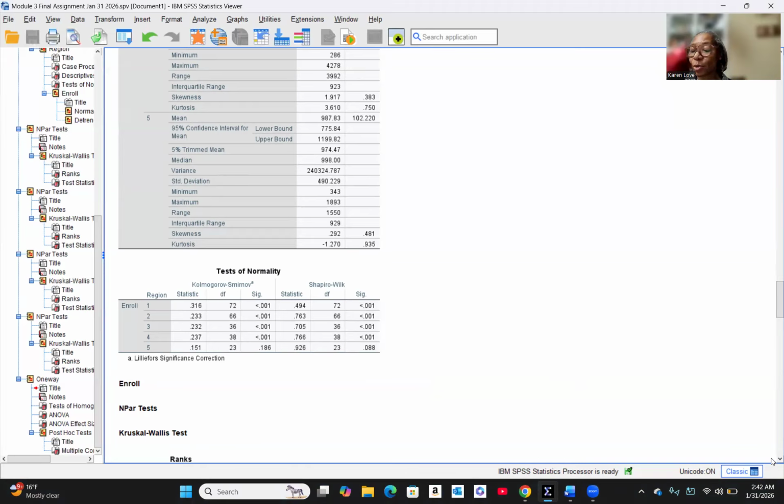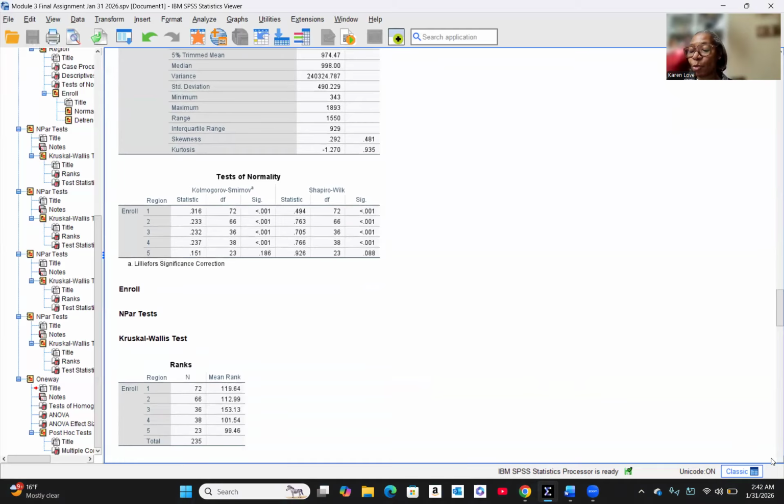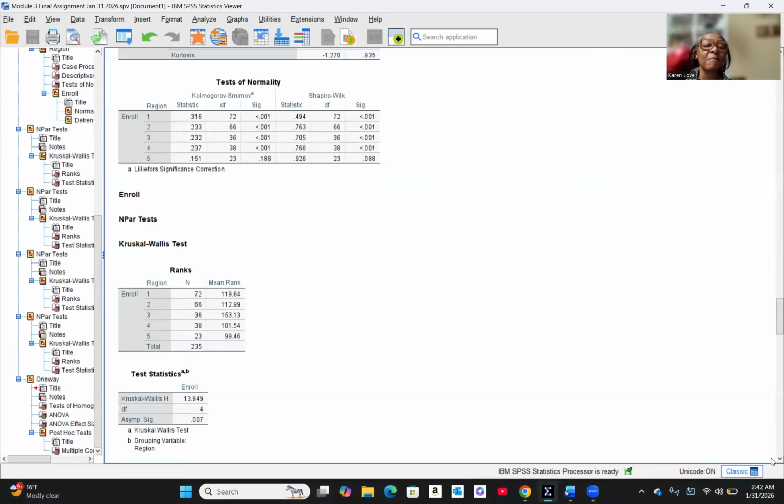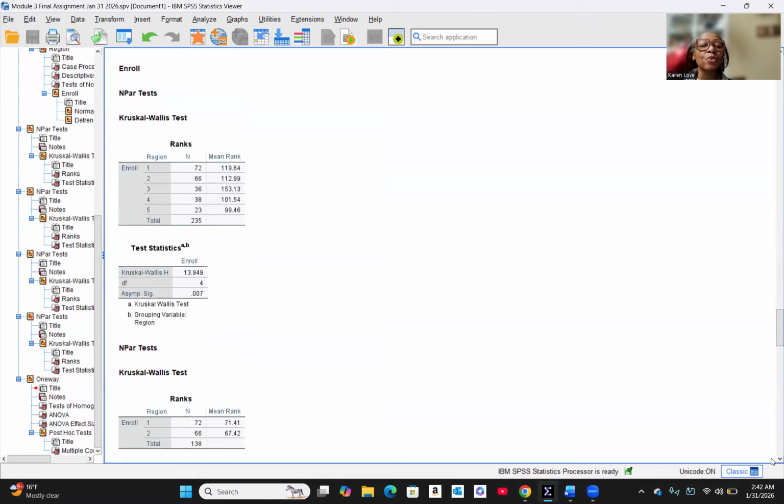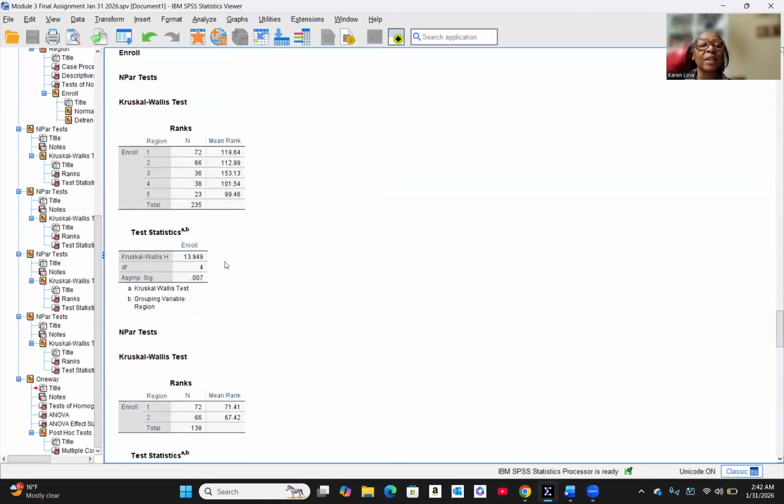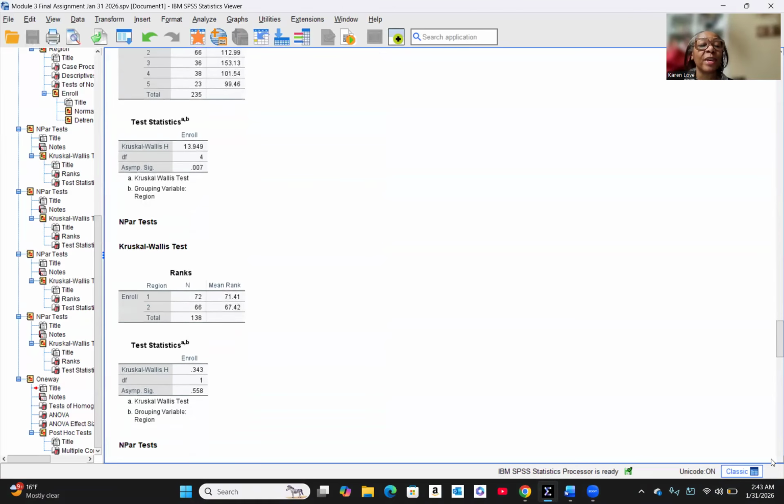So since the criteria were not met for normality, I ran a Kruskal-Wallis test, which is a non-parametric test. So when we look at the Kruskal-Wallis test and when we look at the significance, we see a significance of 0.007, which is less than 0.05. So this means that we reject the null hypothesis and agree that there is a difference between the regions. So we know that there is a difference between the regions based on that number.